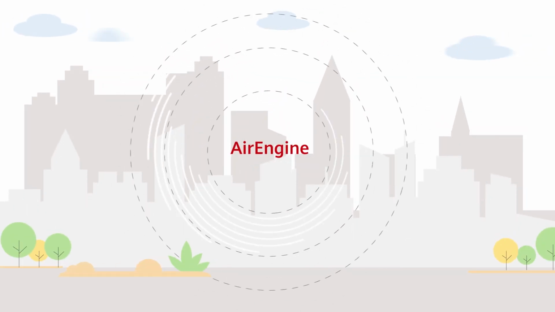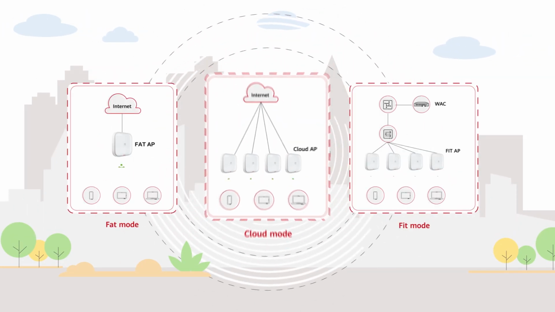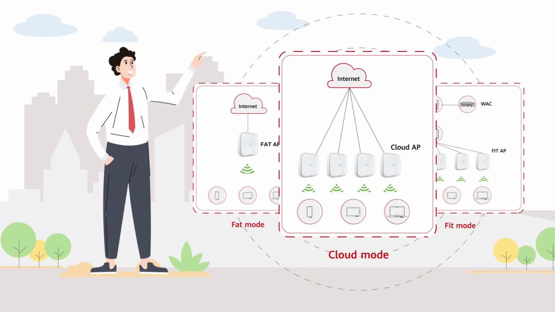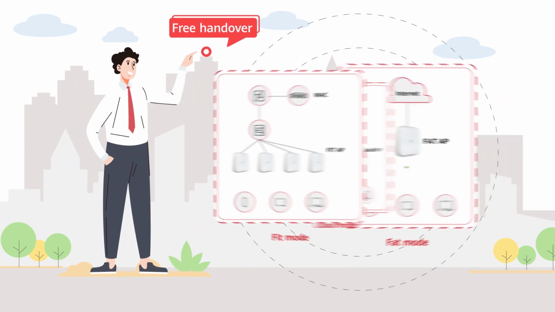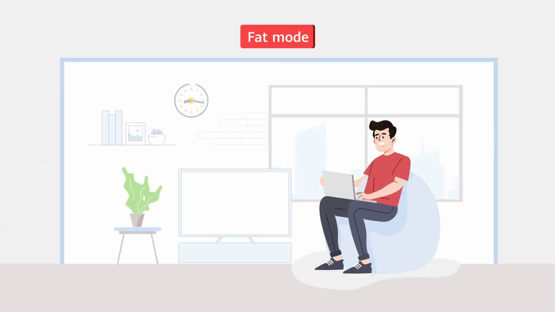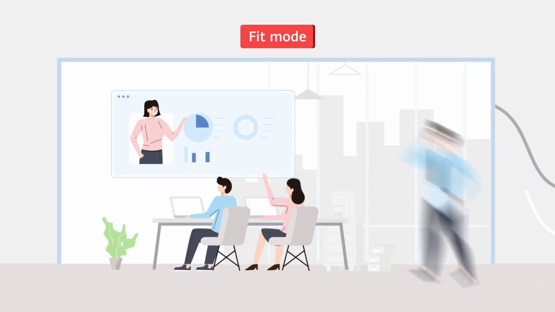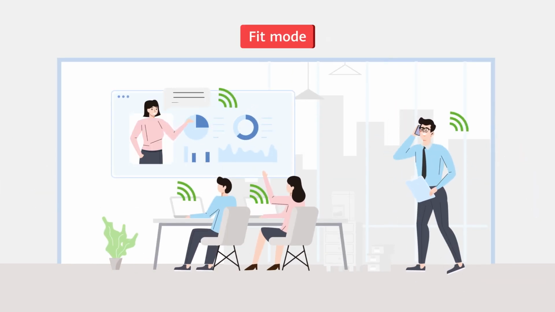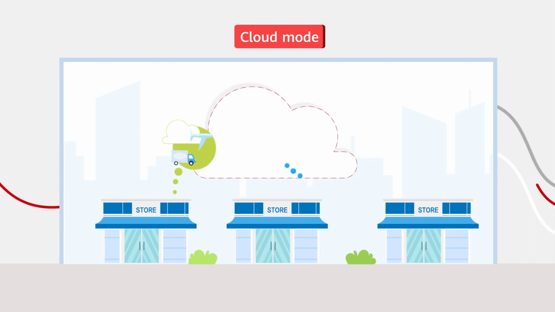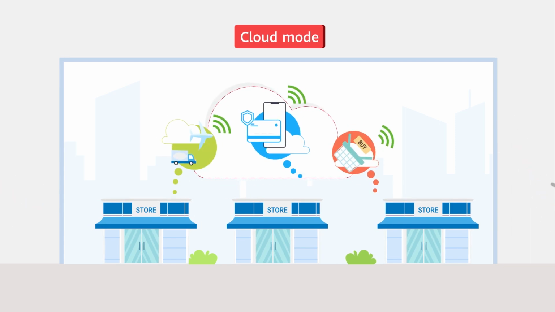Huawei AirEngine series APs support 3 working modes: FAT, FIT, and Cloud. An AP can flexibly switch between the 3 modes without needing to change the software package. This means they can adapt to different networking solutions based on the application scenarios of different AP modes. Huawei has designed a set of fast and simple AP configuration methods.